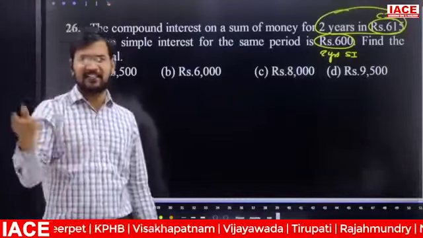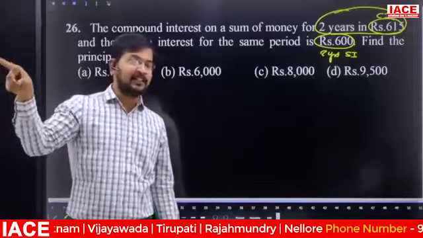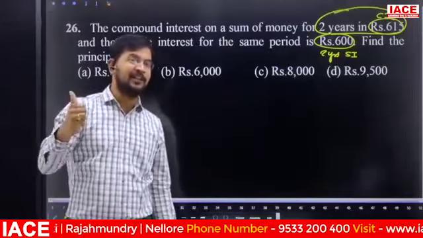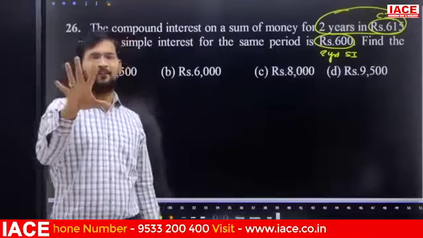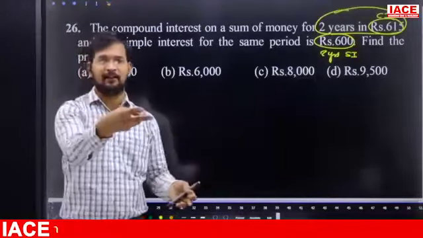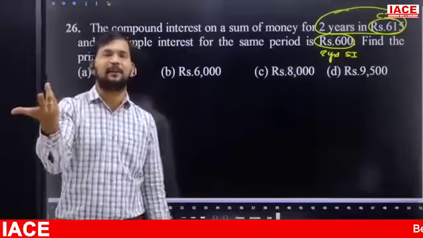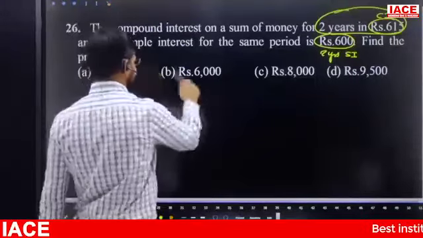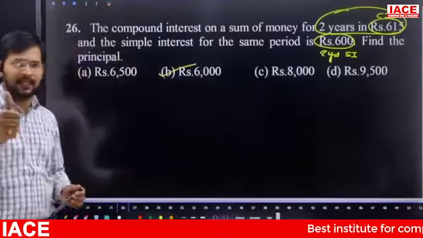First year is 300, second year it is 315. The 315 is 300 plus 15. 15 is how much percentage of 300? Exactly 5%. Rate of interest is 5%. 5% is 300, then 10% is 600, then 100% is 6,000. So your answer is 6,000. Option B is the right answer.